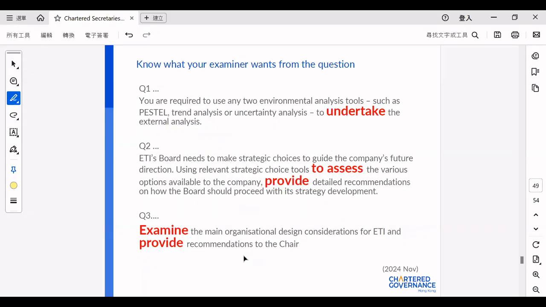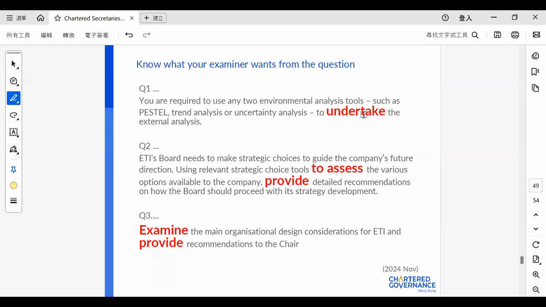these are very, very common action verbs. What they want from you when they ask you to undertake is that you have to conduct a task, to execute a process. You have to use the right tool, for example, scenario planning, PESTEL, whatever, and apply it to the company's context. That means you have to apply these tools in the company's context and identify the patterns, find out the implications, and how these external factors affect the strategy.